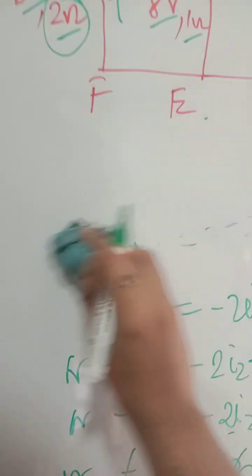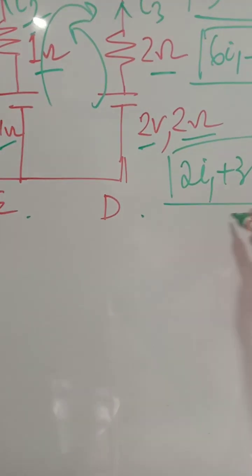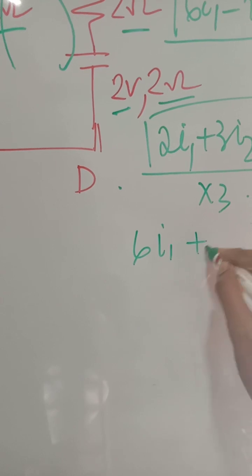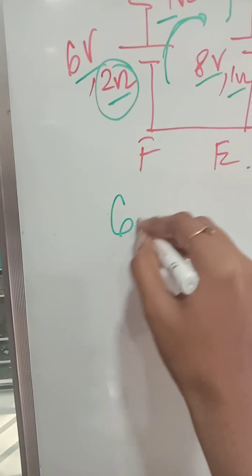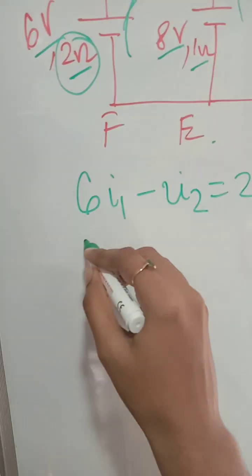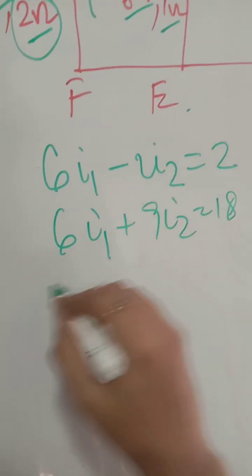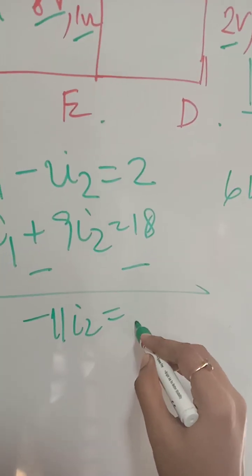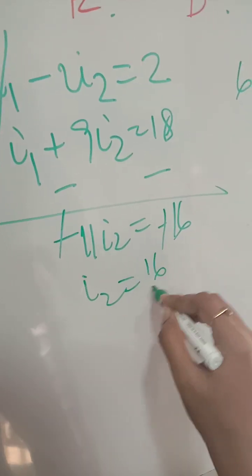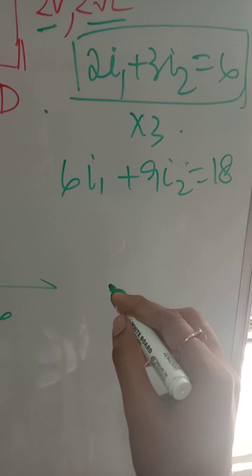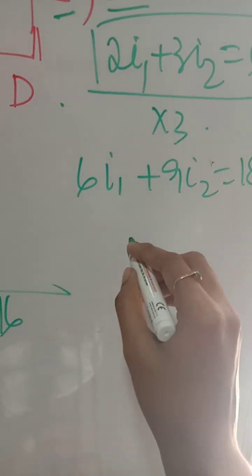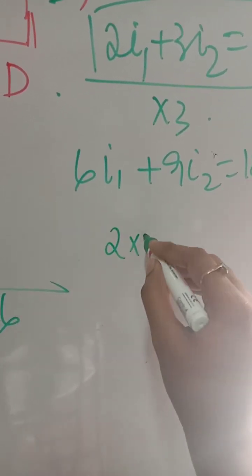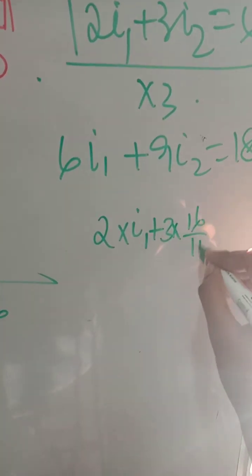Here I'm multiplying it with 3. So I'm getting 6I1 plus 9I2 equals 18. This procedure you know, I think. So I2 is 16 by 11. And what about I1? You can find I1 from any of the equations. For example, 2 into I1 plus 3 into 16 by 11 equals 6.